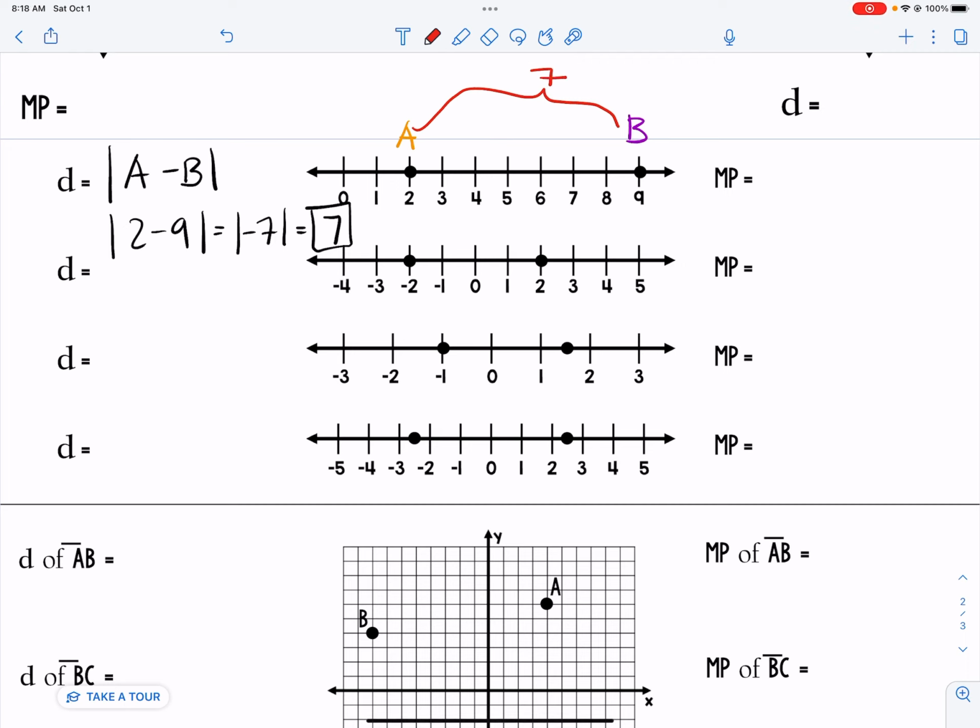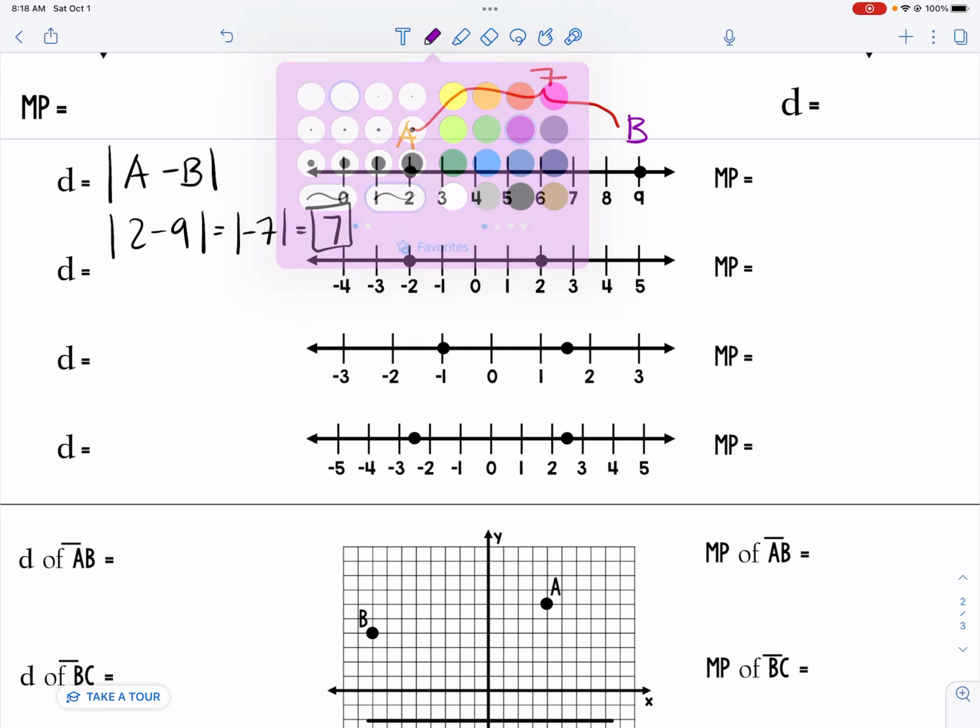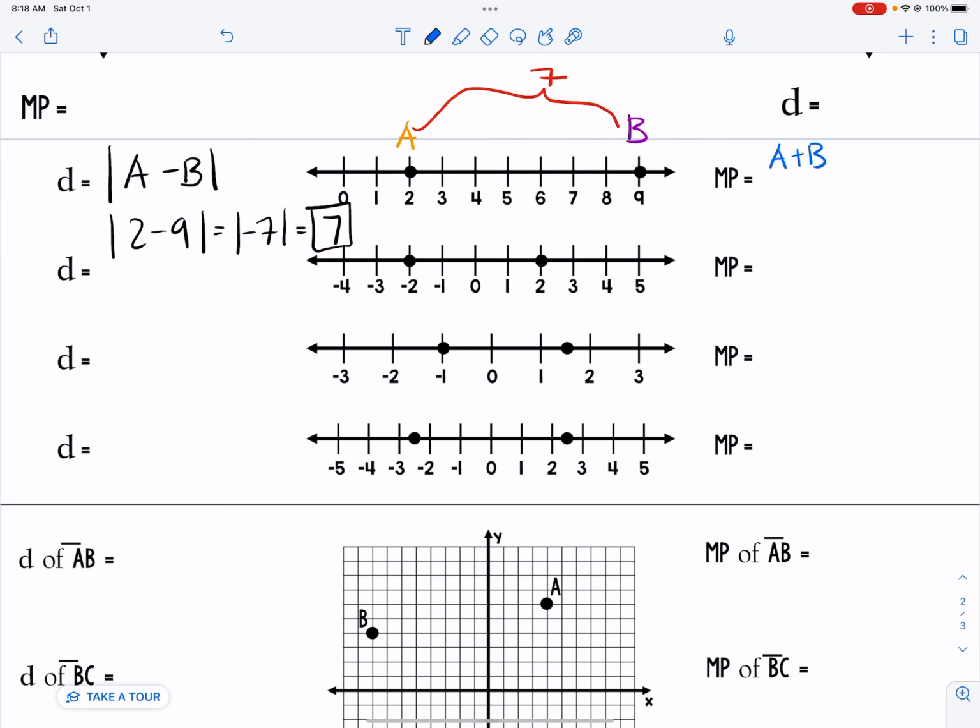Alright, the midpoint. For the midpoint, we're going to use the midpoint formula. The midpoint formula is A plus B over 2, the average of the two numbers. And I have 2 plus 9 over 2, which is 11 over 2, which is 5.5. So on the number line, 5.5 right here, right between 5 and 6, this is our midpoint, because this is equidistant from both sides. And that's how you find the distance between two numbers on a number line, and that's how you find the midpoint between two numbers on the number line.